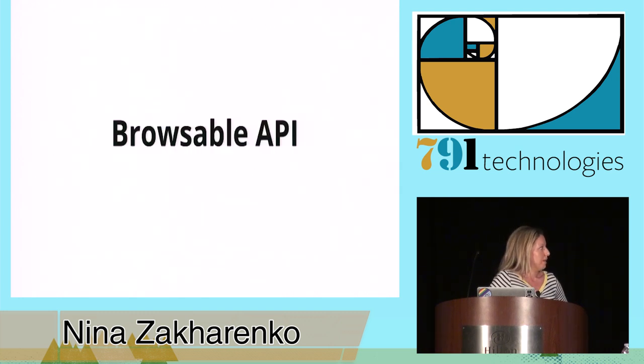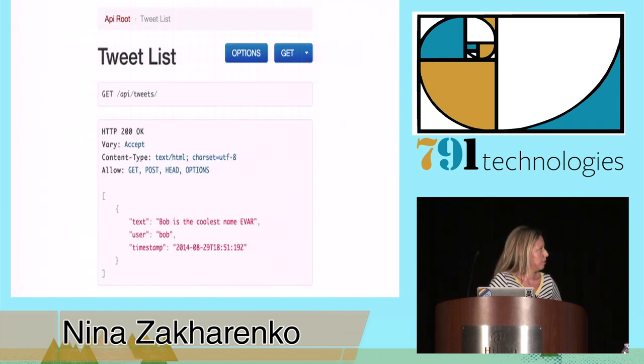The browsable API is really one of the strongest features of the Django REST Framework. It gives you an API endpoint that you can hit, and instead of getting just a vanilla JSON response, you'll get this interactive page, and you can see all the methods that are available on your endpoint via that GET. You can hit it. You can provide data to it.